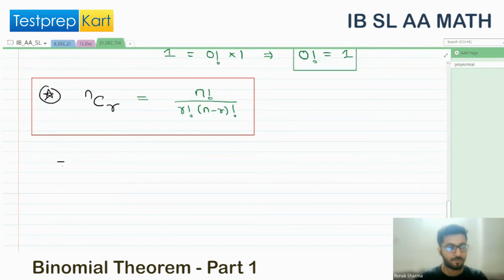So let's say somebody asks 5C2. What is the value of n here?